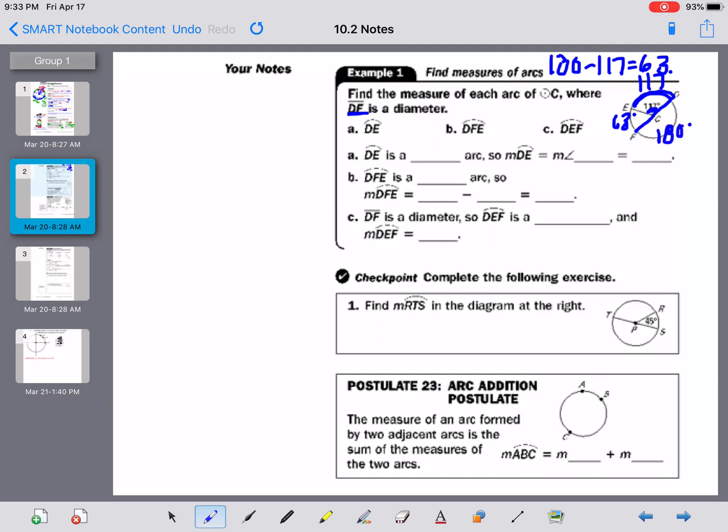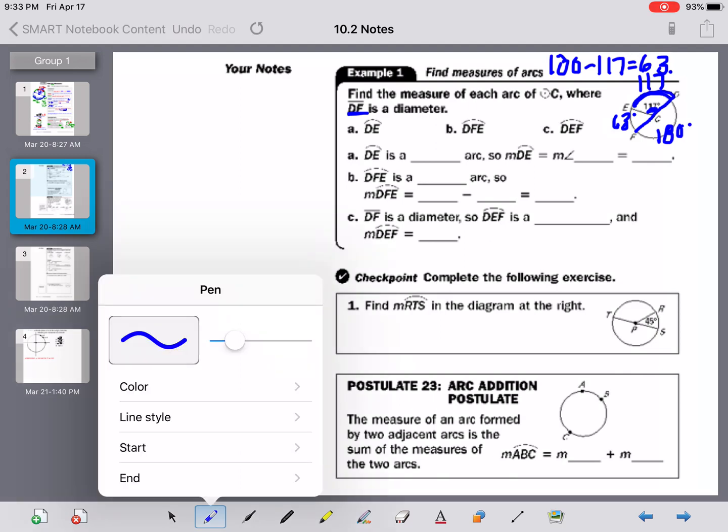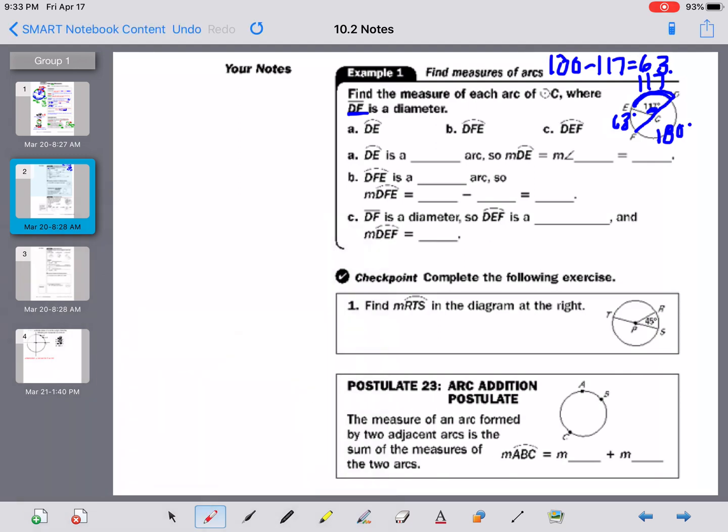So I'm looking at just the picture first. Now let's go back and answer the questions they asked me about this picture. We want the measure of DE. First I find D, I find E, and I go the shortest distance between those. Because that looks like it's less than half the circle, I know that I have a minor arc. And I already labeled that as well, that if my central angle is 117, my arc measure is also 117 degrees. So it matches that angle, angle DCE.